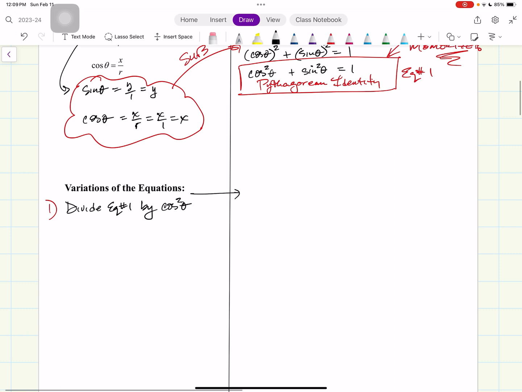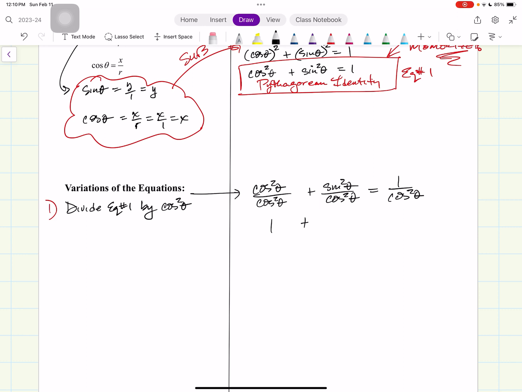Here we go. I'm going to take each of the three terms here. There are only three terms, and divide them by cosine squared theta and see what happens. So cosine squared theta divided by cosine squared theta. Second term, sine squared theta divided by cosine squared theta. And the right side is 1 divided by cosine squared theta. Well, what do we get? Anything divided by itself is 1.